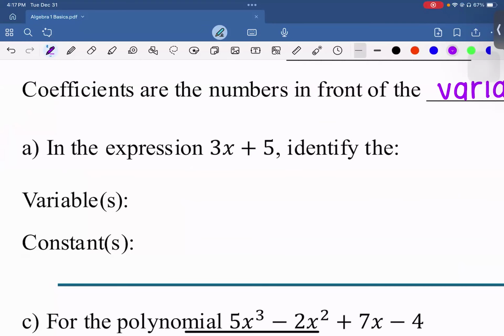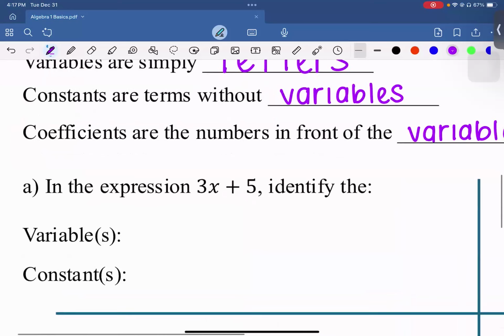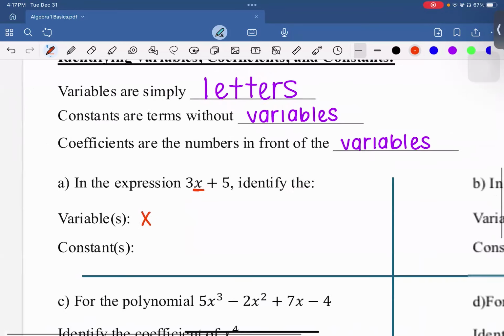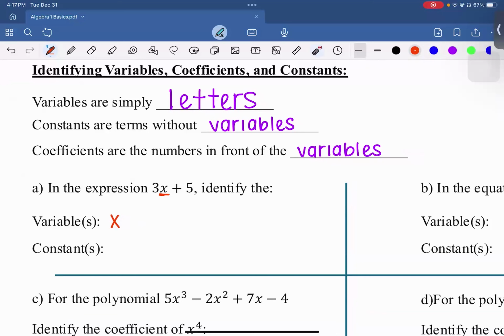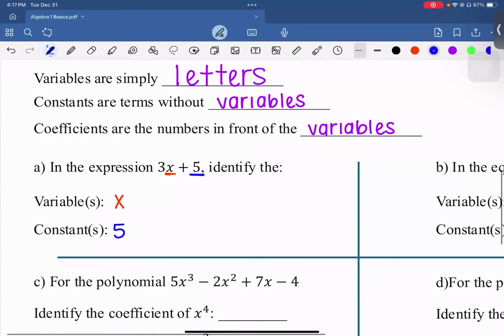In our practice question here, it says, in the expression 3x plus 5, identify the variables and the constants. According to our definition, the variables are simply the letters. So it just wants to know what letters we have here, and the only letter we see is that x. So I'm going to put an x here. Now, the constants are the terms without variables, so it's the numbers that are just by themselves. In this case, the only number by itself without any letters is this 5. So our constant is going to be a 5. And there we have it.